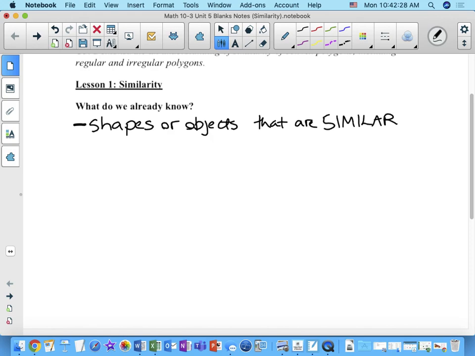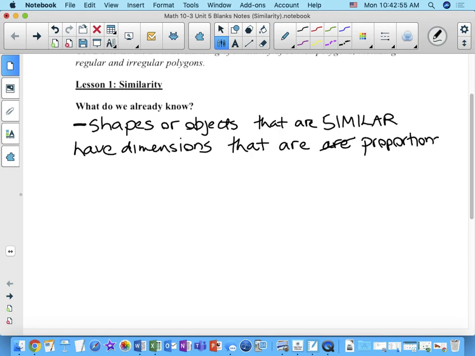Proportional, yeah. So shapes or objects that are similar have dimensions that are proportional. You wrote R 3 times. Oh, thanks. You can use your discretion as to whether you want to write R twice with a line through it once, or if you want to just write it once. I'll leave that up to you.